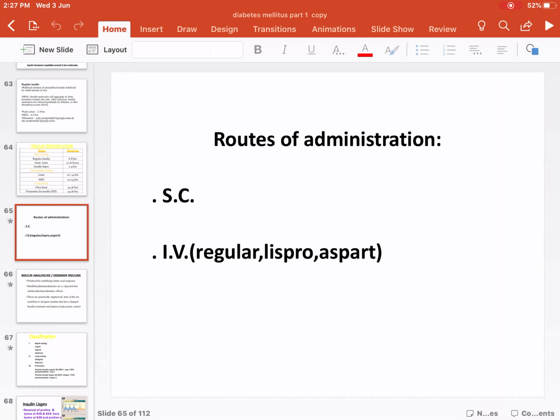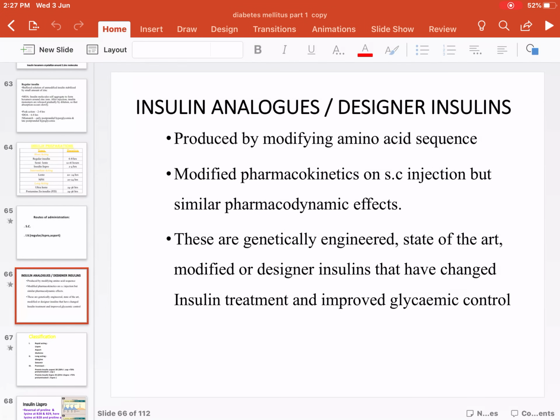What is the route of administration of this? Subcutaneous or IV. IV, we have to give regular insulin. Next, coming to the next group of insulin preparations, those are called insulin analogues or designer insulins. What are these designer insulins?